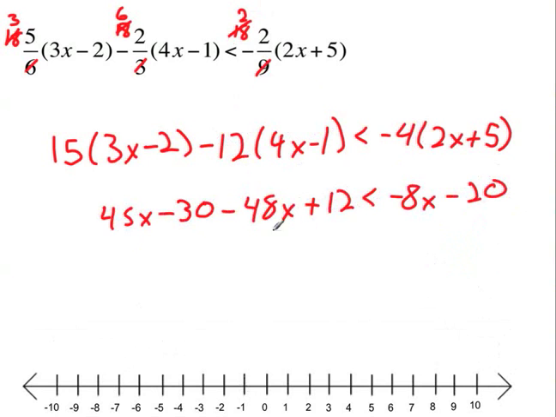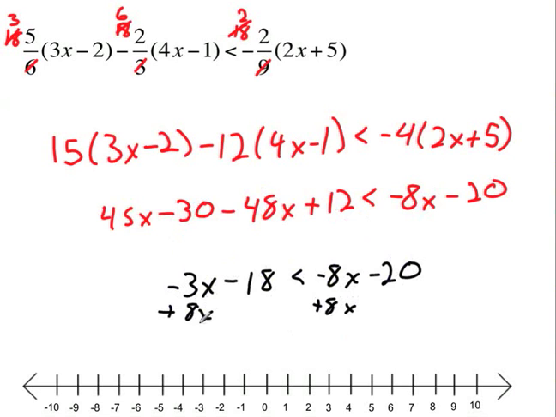So we combine like terms. So this minus this is going to be negative 3x minus this is going to be 18 is less than negative 8x minus 20. So let's add 8x to both sides. And let's add 18 to both sides.